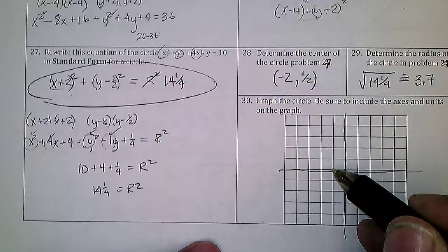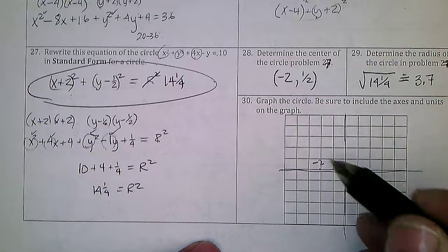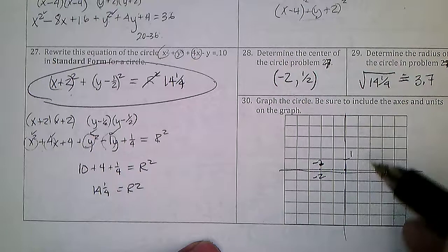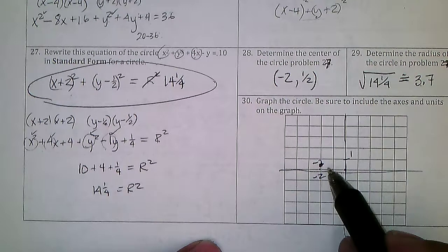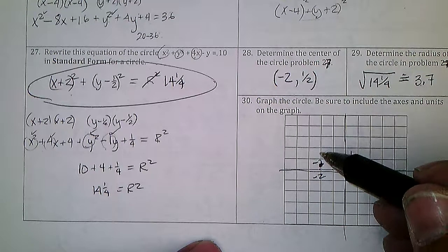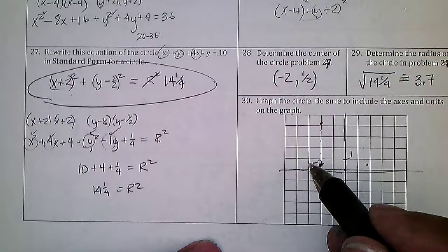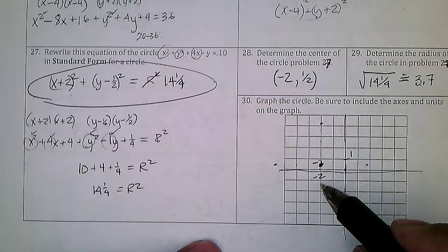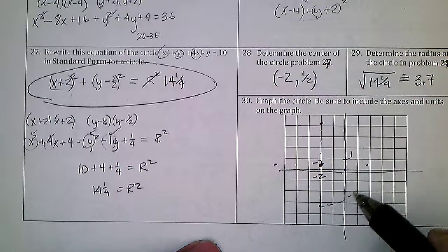I'm going to go to -2, 1 is 1, -2, and I'm going to call that -2 in the x. And I got to go up 1/2, which is right there, so I better put the -2 down here. And I'll put 1 here, and 1/2 would be right there. Radius of 3.7. 1, 2, 3.7. Now, how well can I draw a circle?